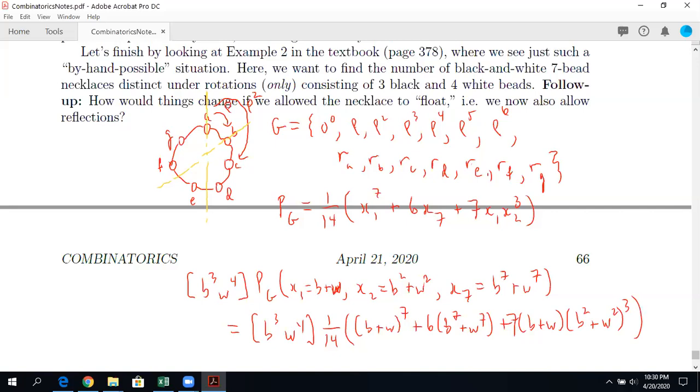All right, so let's think about this. What is going to happen here? So what's this going to be equal to? Well, it's going to be a 14th because of this. Okay, this guy right here doesn't contribute. There's no b to the 3rd or w to the 4th going on there.